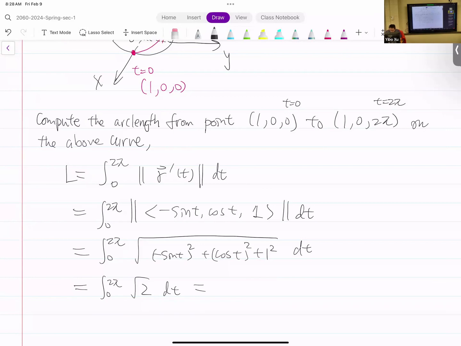This is a constant, so if you want to write down the antiderivative, it is square root 2 times t. Then you evaluate at the endpoints t equal to 0 and t equal to 2 pi. So it's just going to be square root 2 times 2 pi minus square root 2 times 0. So it's just going to be 2 pi square root 2.